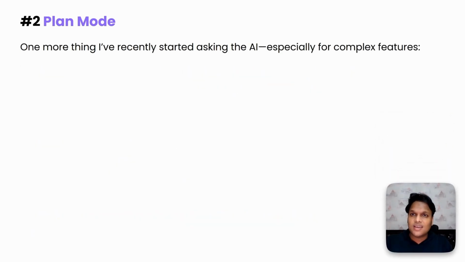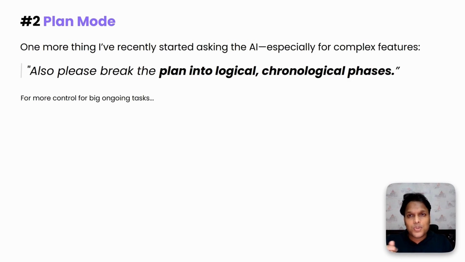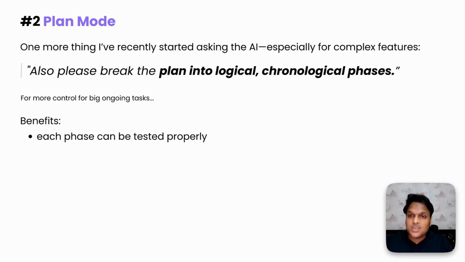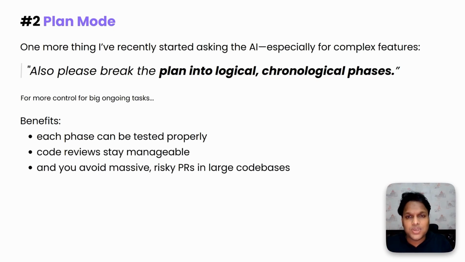Next, one more thing I've recently started asking the AI, especially for complex tasks, is: also, please break the plan into logical, chronological phases. I know it sounds very rhyming, but the idea is to divide the plan into parts, into phases, to have more control on big tasks, which I think will take days or maybe sometimes weeks. The benefit of this approach is each phase can be tested properly, I can code review it, and you avoid massive risky PRs in large code bases.